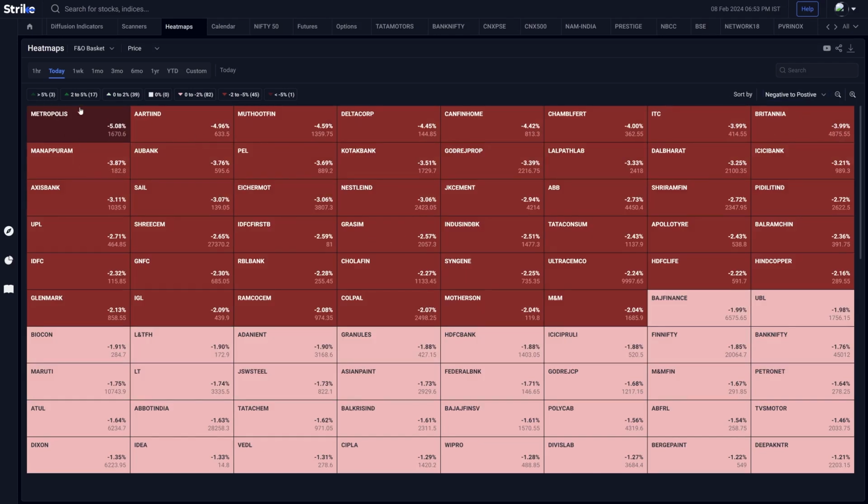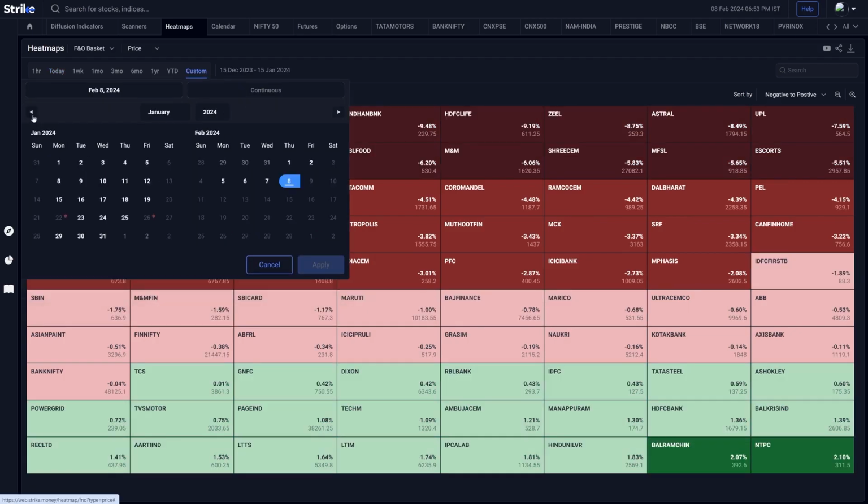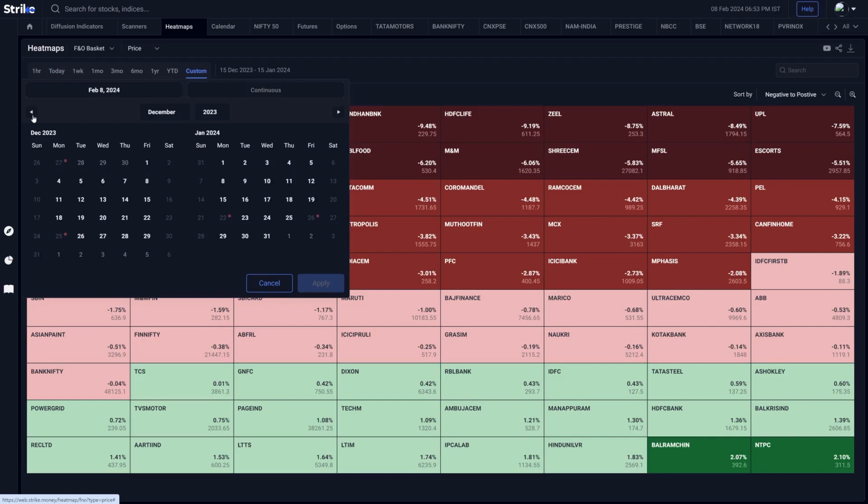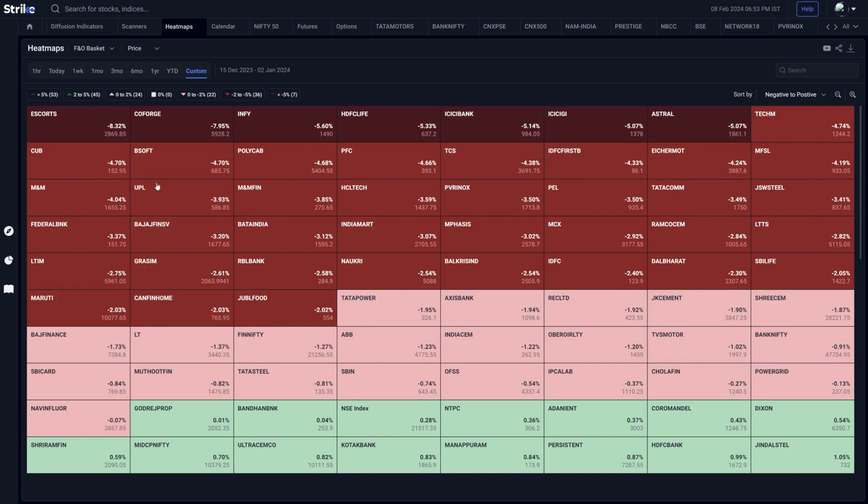So here now, see what we are looking at in the FNO basket, and this is of course for the day. So we go back, we do the custom range, which is from 15 December to 15th of January. Let's say we take a shorter time, right? Okay, we say 3rd of January, 2nd of January. So we try to look at, would I have something different?